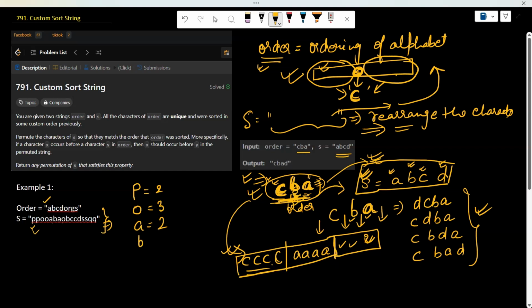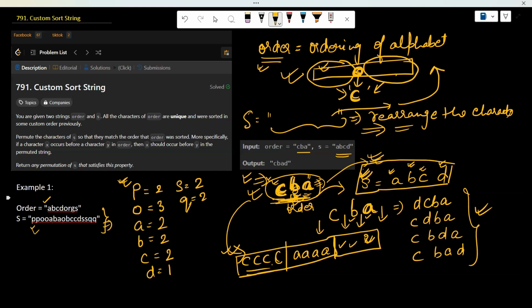Now the next character is B. B is occurring one, two times. Again A, we have seen A, we have seen O, we have seen B, we have seen C. For C, there are two characters. Next is D. D is one time. S, we haven't seen. S is two times. And Q is two times. Now we have calculated the frequency of each of the characters.